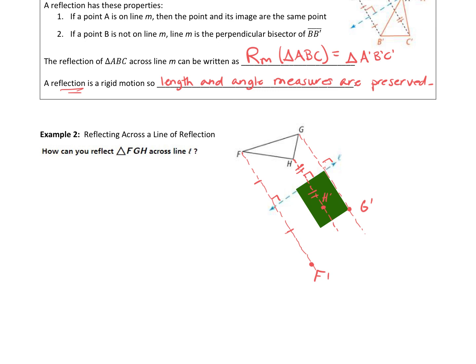Well, let me get rid of that. Okay, that took a minute to get rid of that rectangle. All right, now we're just going to connect our points. We have from H prime to G prime to F prime, and H prime to F prime. And that is our reflected triangle. Triangle FGH is reflected across our line of reflection to give us F prime, G prime, H prime.